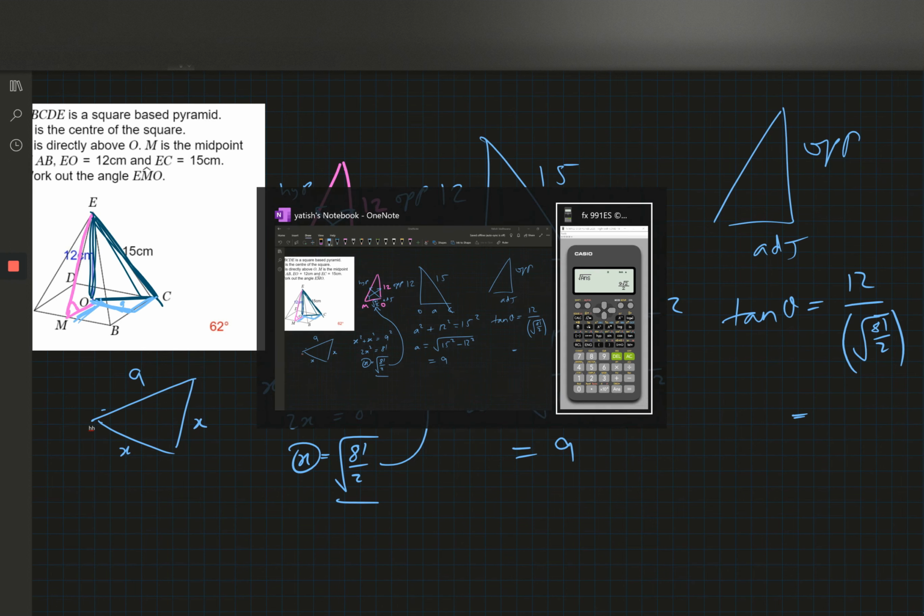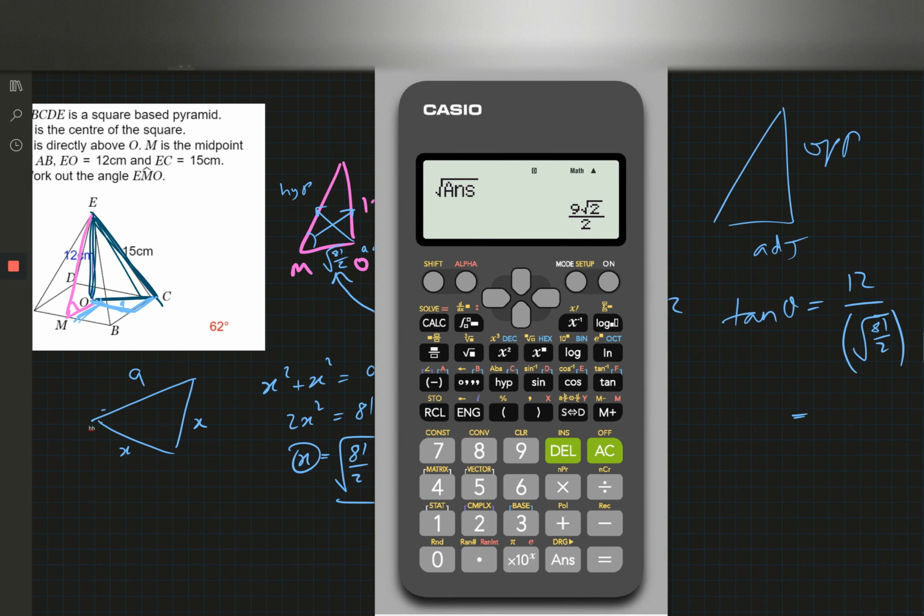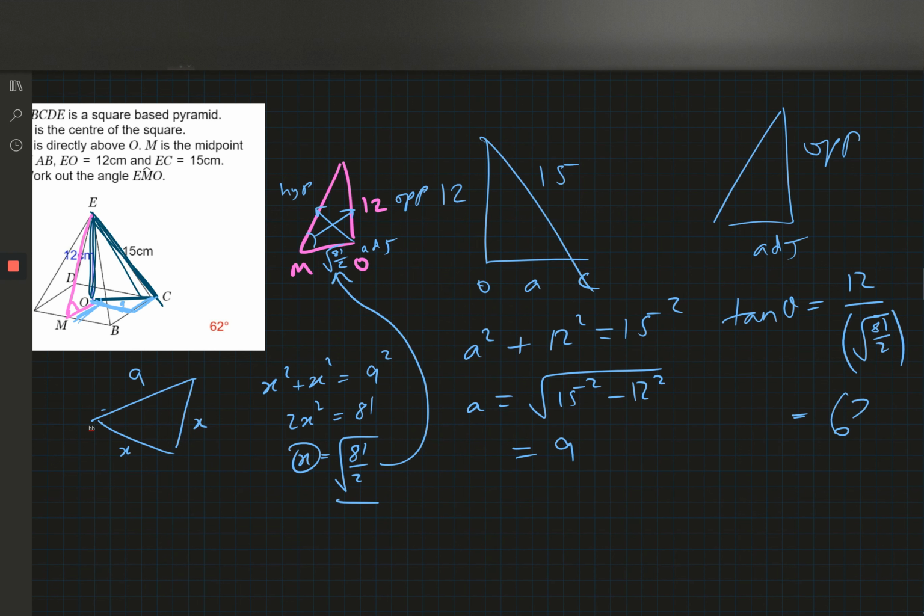On the calculator, I'm going to do that. So fraction 12 over, and then a fraction inside a fraction is going to be square root, so square root of 81 over 2. And then shift tan inverse of the answer. And then you get 62 degrees.